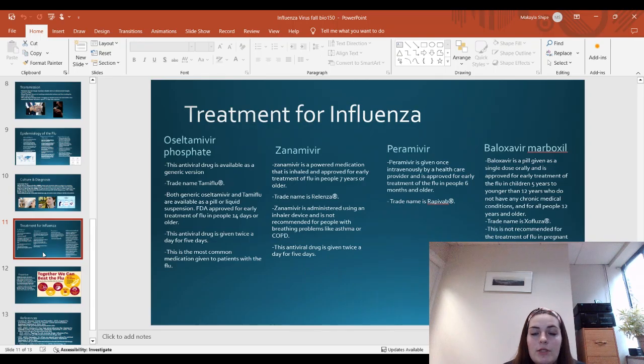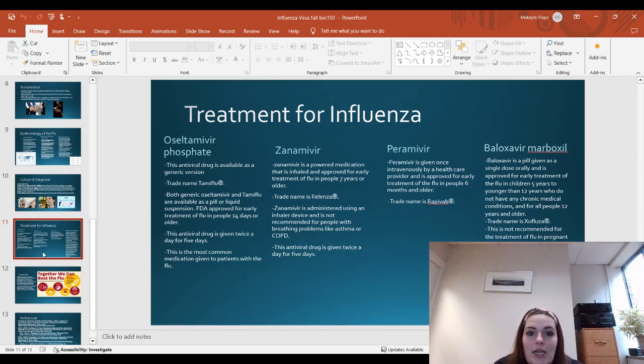And then the treatment for influenza: there are 4 antiviral drugs that are available. The first one, the most common, is Tamiflu, which is the trade name for oseltamivir phosphate. This antiviral drug is given as a pill or a liquid suspension. The FDA approved it for early treatment of flu in people 14 days or older. The antiviral drug is given twice a day for 5 days. This is the most common medication given to patients with the flu.